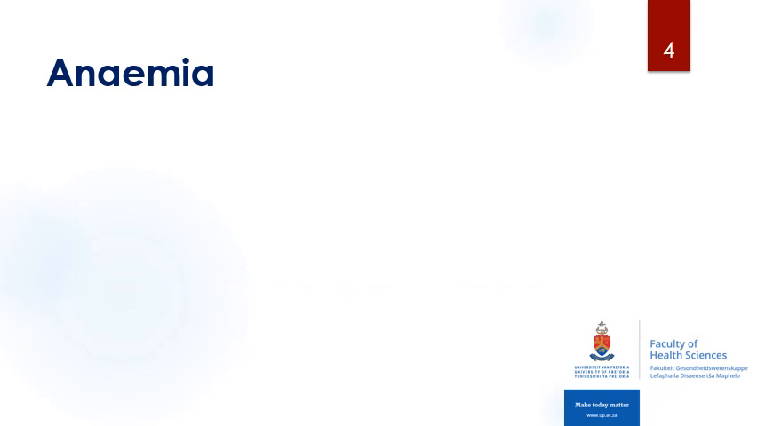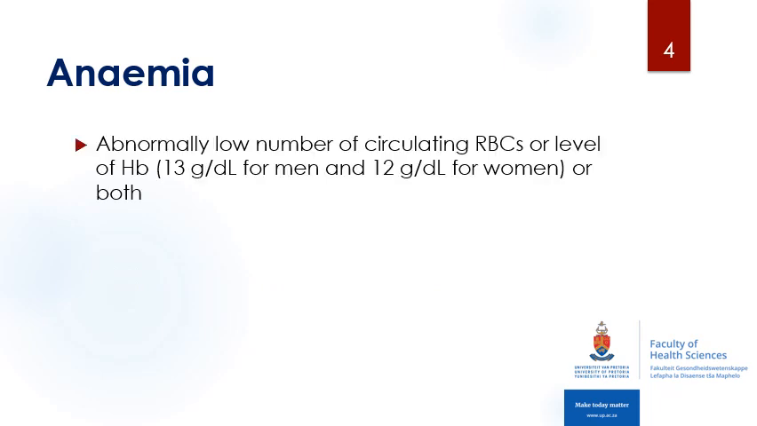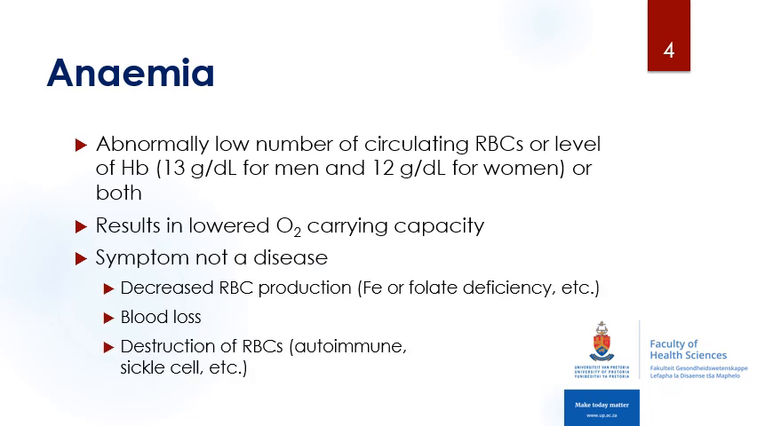As you should know by now, anemia is an abnormally low red blood cell count or low level of hemoglobin, or both. This decreases the oxygen carrying capacity of the blood. Anemia itself is not a disease, but rather a symptom of an underlying disease. It can be caused by accelerated blood loss or decreased red blood cell production.